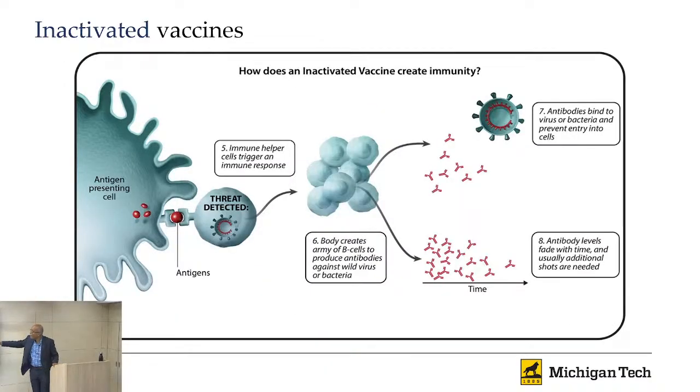Okay? So that antigen presentation happens, and then the body creates so many B cells. B cells produce so much antibody, and that antibody actually helps us protect from the infection.